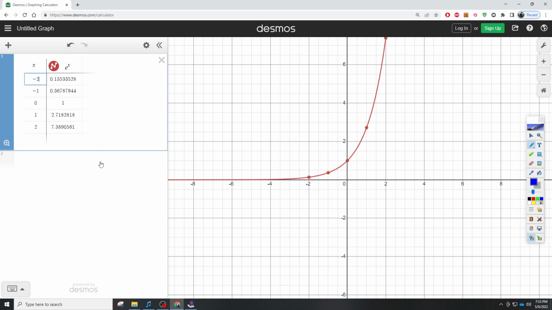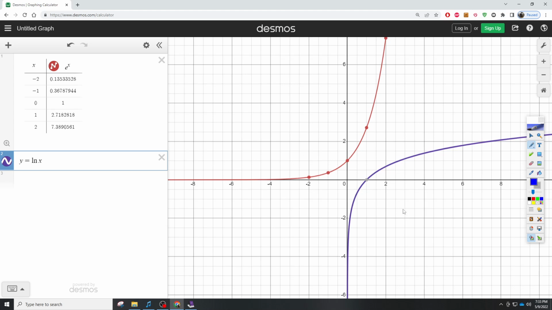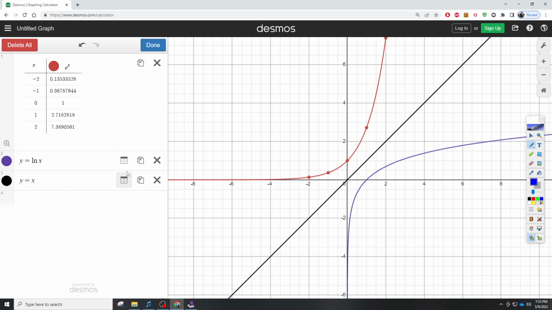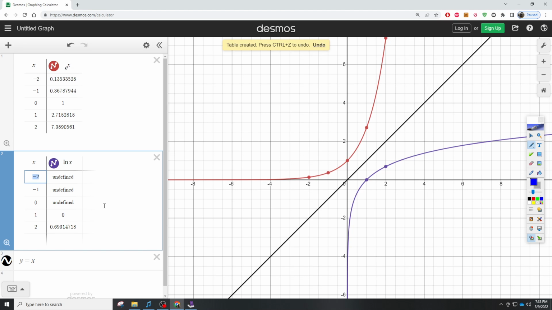Let's see. So I'm going to keep the table up here. Let's make a new equation. We're going to do y equals ln x, and we'll see what it looks like. So there it is. I'm going to also throw in one more. We'll do y equals just x to show you how they're inverses. See how it cuts it right in half there? And I'll go ahead and pull up a table on the ln x. So the reason why we didn't do any negatives here is because they're actually undefined. Let's throw some more numbers on here. I'm going to have to keep going, enter a couple times.